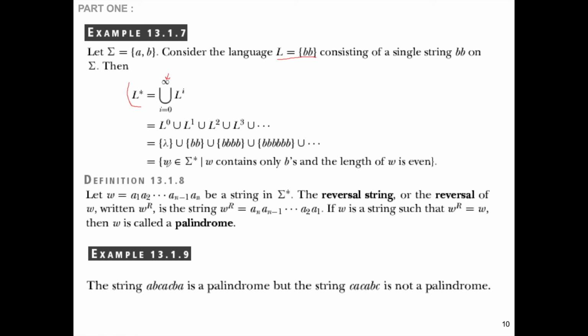So here for all elements, W is an element of L star. W contains only B's and the length of W is even.